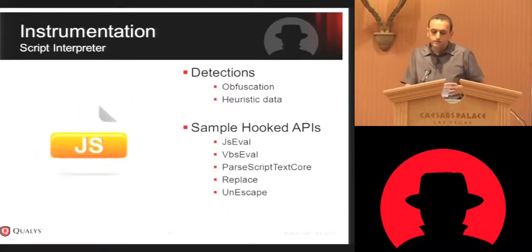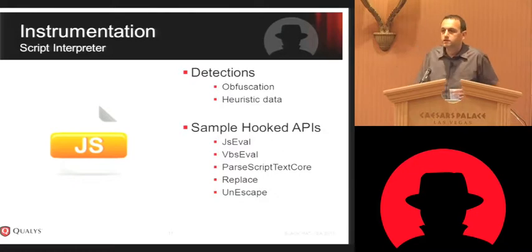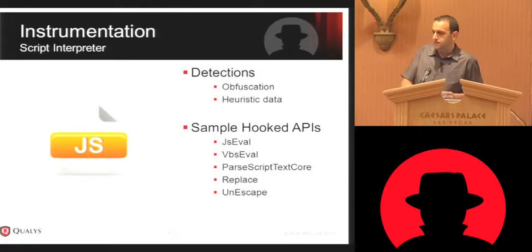And second last, but definitely not least, we hook the script interpreter. This is how we do all our eval-based de-obfuscation. So there's two eval methods. IE supports JavaScript and Visual Basic as well. And we also pull out common functions that are invoked for obfuscation purposes.